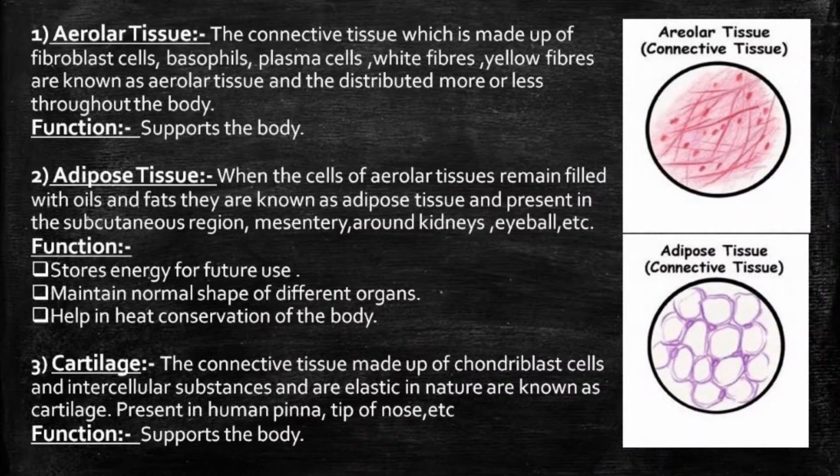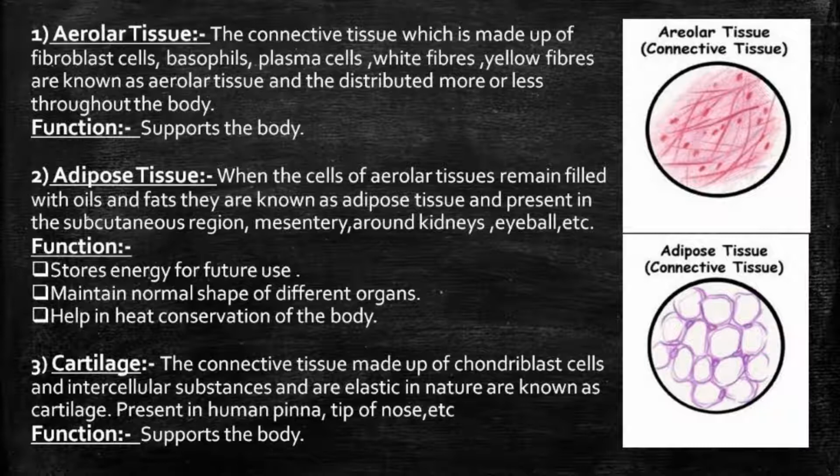First one is the areolar tissue. The connective tissue, which is made up of fibroblast cells, basophils, plasma cells, white fibers, and yellow fibers, is known as areolar tissue. They are distributed beneath the skin more or less throughout the body. The function of areolar tissue is to support the body.